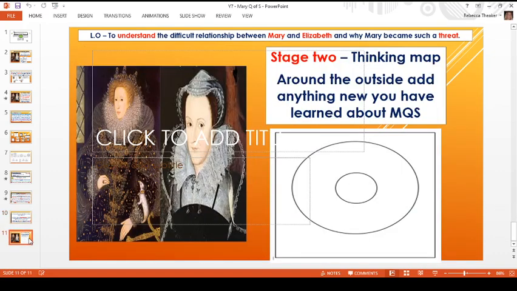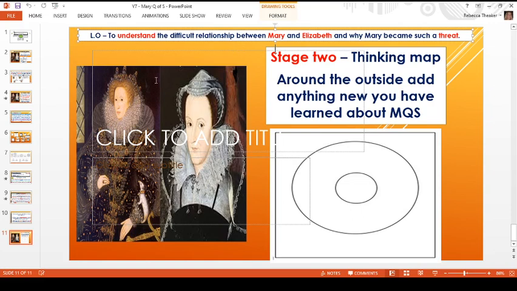So the last thing that I want you to do is go back to this mind map from the start. So you should have Mary Queen of Scots written in this circle. You should have had any problems that Elizabeth faced early on in this circle. Now finally, all the way around the outside, you do it a different colour pen if you've got it. Anything new that you've learned about Mary Queen of Scots today, and do you think Elizabeth made the right decision?